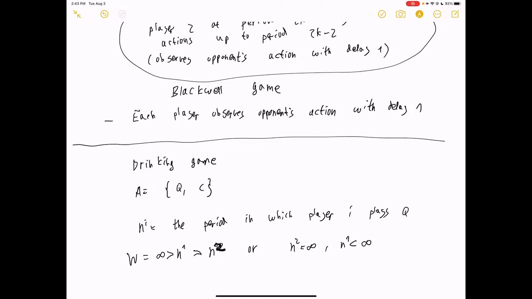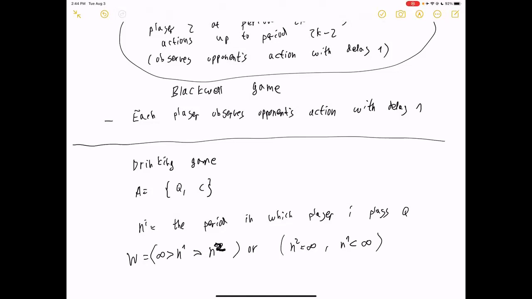So each player wants to get away from this thing, but he doesn't want to get away first. Right, so I want to get away, but I want to get away after my opponent leaves. However, if my opponent stays forever, I'm player one, then I don't plan to stay forever. I just want to quit, go home.